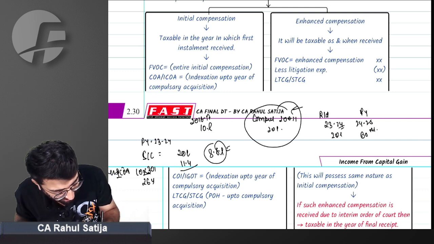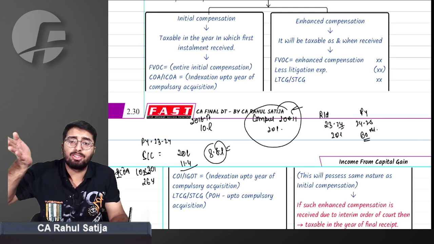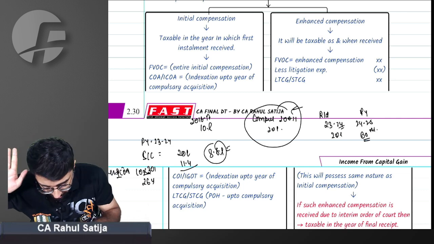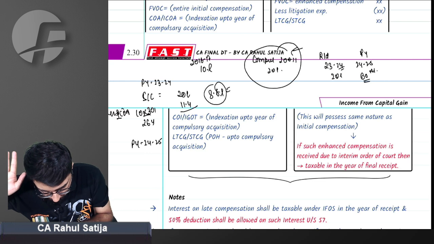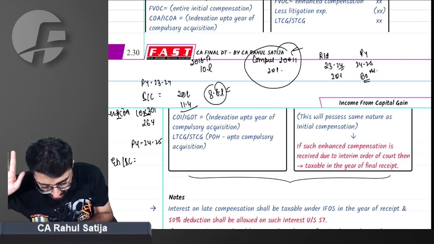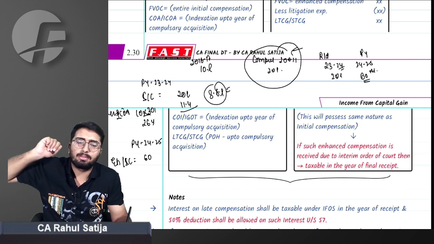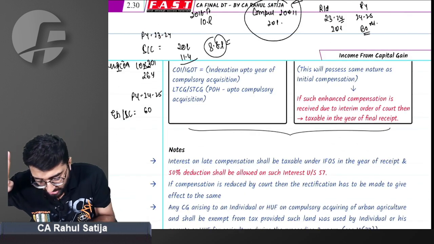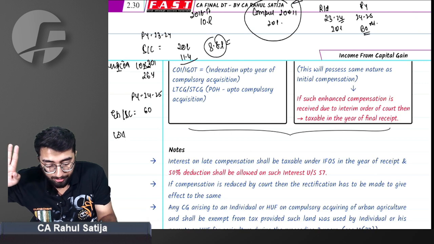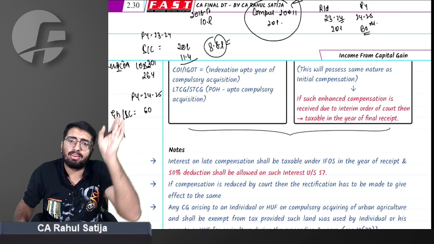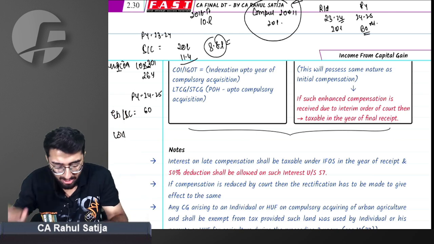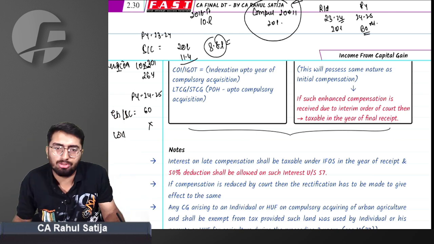Later on, when I received this enhanced compensation, how will capital gain be calculated? Sir, in previous year 24-25, whatever the amount of enhanced compensation will be considered as sales consideration, that will be taxable as a whole 60 lakhs. Sir, any cost of acquisition? You have already taken the complete cost of acquisition there. Why will you take it again? Here, no cost of acquisition will be reduced.